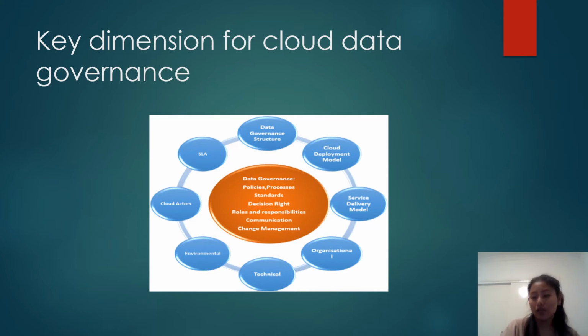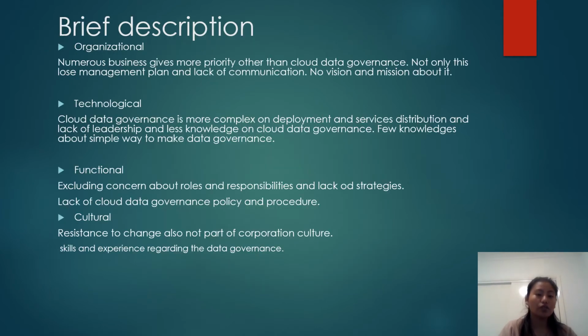So these are the correlated factors and dimensions for the cloud, the findings I found when applying data governance to the cloud industry. I try to describe these factors more so it's easier to understand how data governance is correlated to the cloud industry in this modern world. Numerous businesses give more priority to other things than cloud database governance. It's not only that; there is also loose management planning and lack of communication. On the technical side, cloud data governance is more complex, with deployment and service distributions, a lack of leadership, and less knowledge about cloud data governance. Functional and cultural factors also affect data governance. This is my brief description of the organizational, technical, and functional structure.